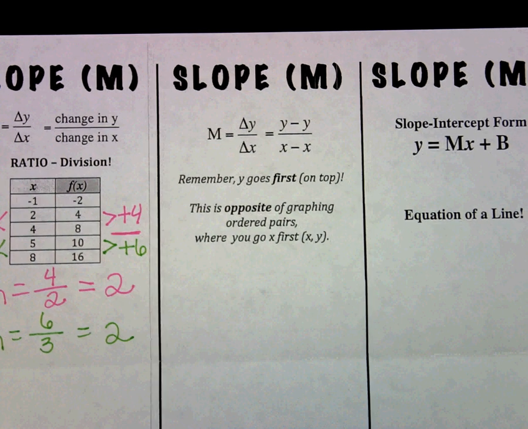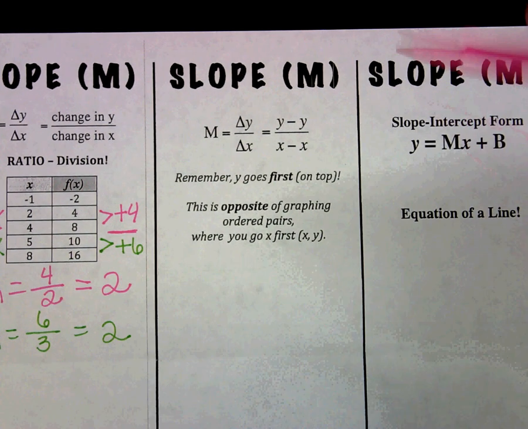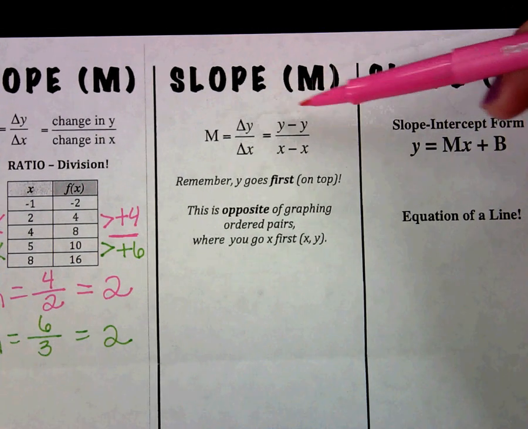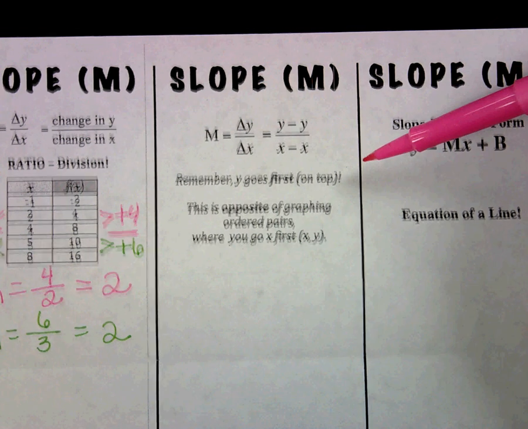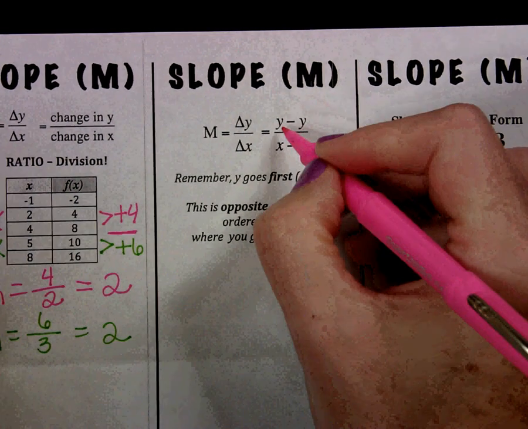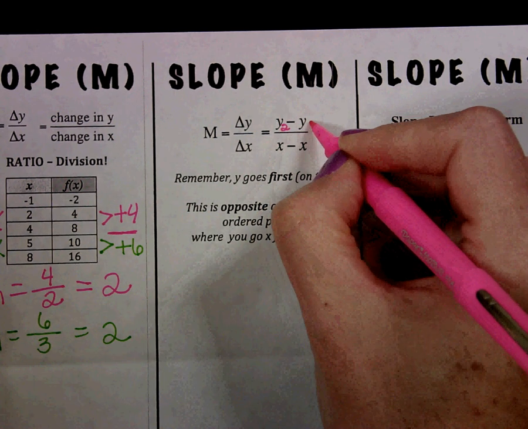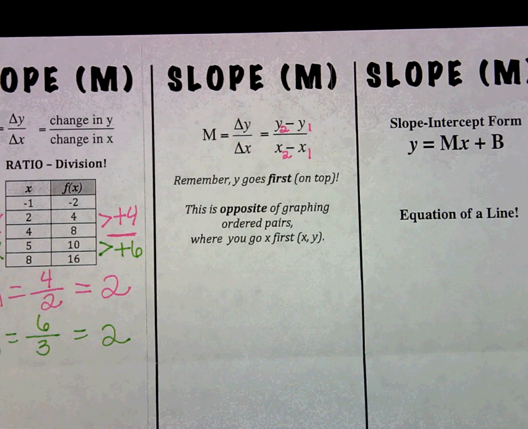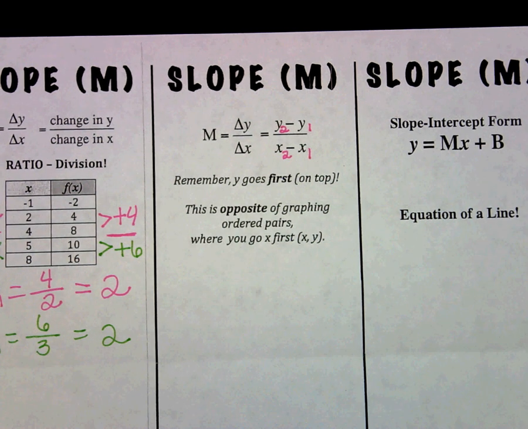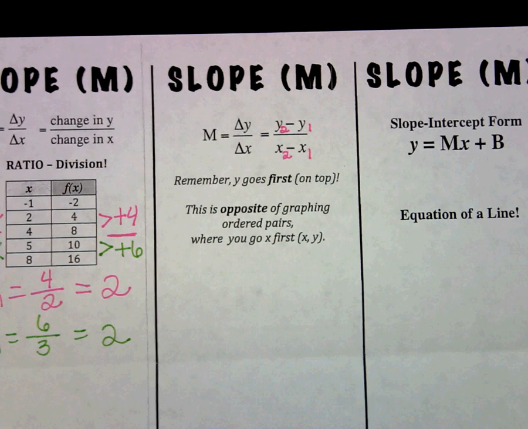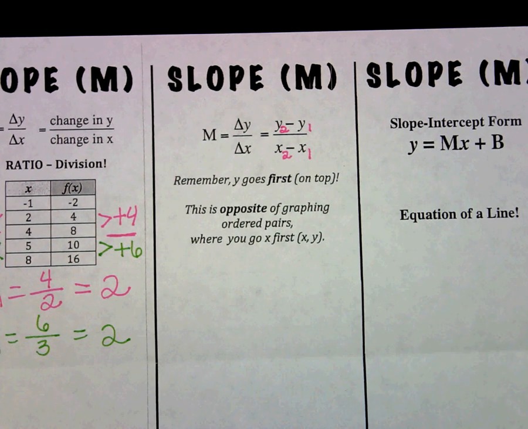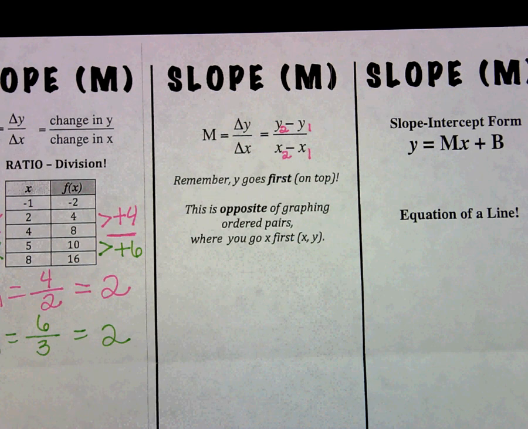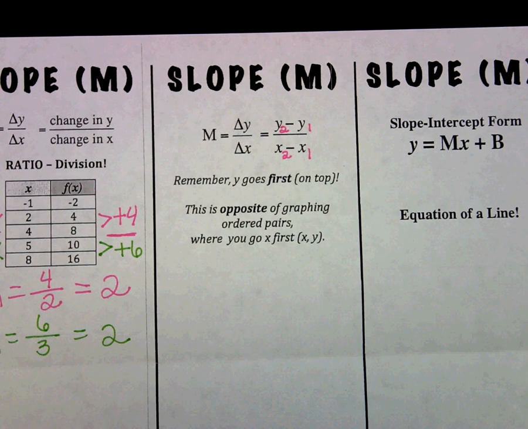Finding slope from ordered pairs. Our slope formula is y minus y over x minus x. Now I want to point out that if you see this on a formula chart, it's going to have these numbers, y2 minus y1 and x2 minus x1. Those numbers are just naming your x and y because you have more than one ordered pair. The numbers are really irrelevant. We just have to make sure that we subtract our y's on top and our x's on bottom.